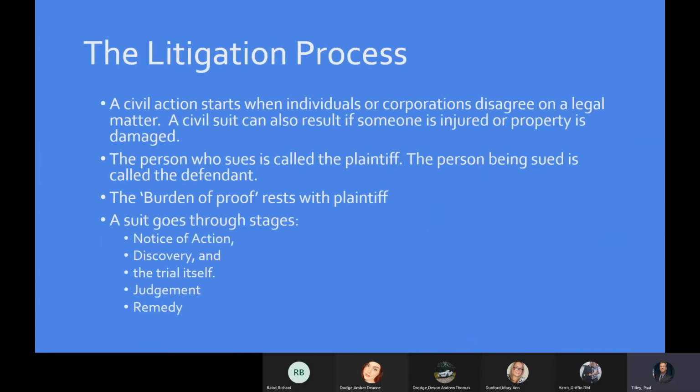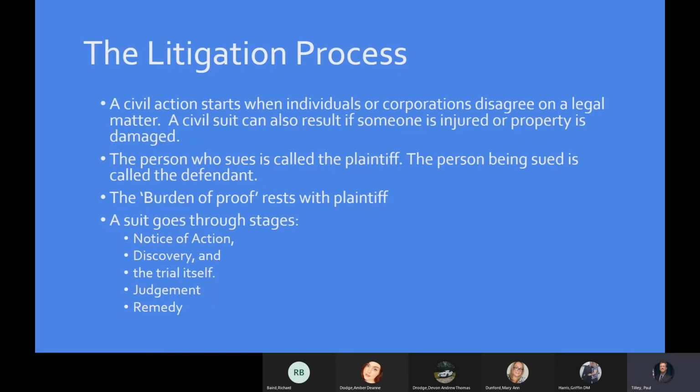So, in any case, regardless of civil or criminal, we have something called the litigation process. Now, this applies more to civil, so I'll focus on it from a civil perspective. The civil action starts when individuals or corporations disagree on a legal matter. A civil suit can also result if someone is injured or property is damaged.